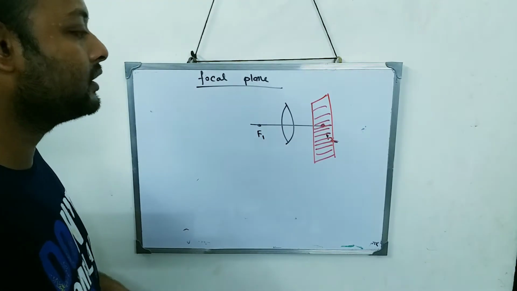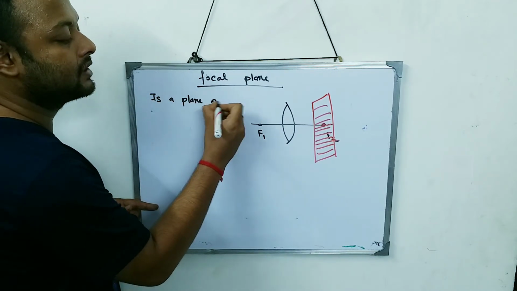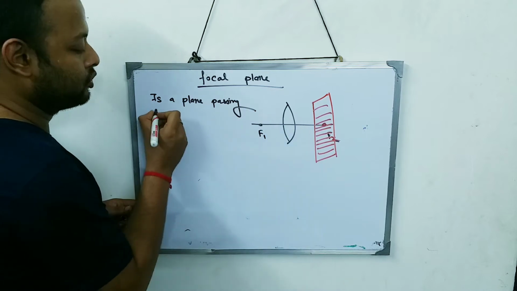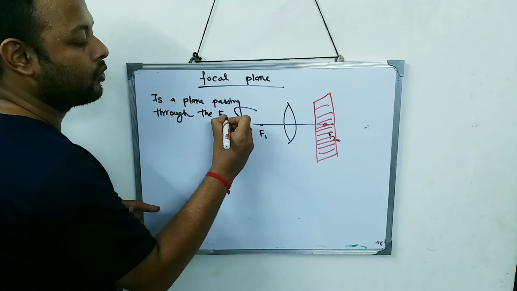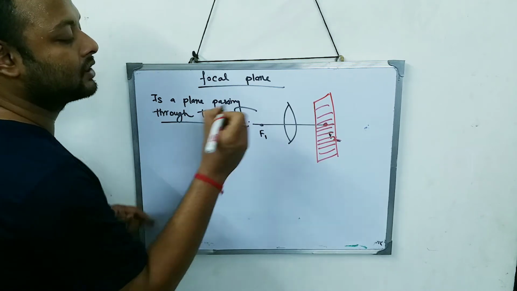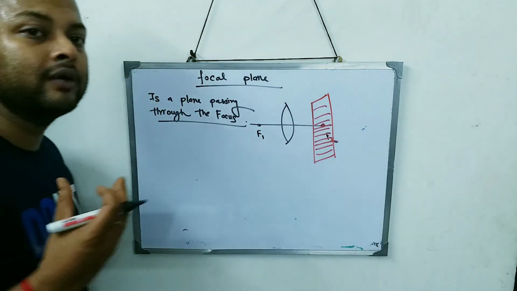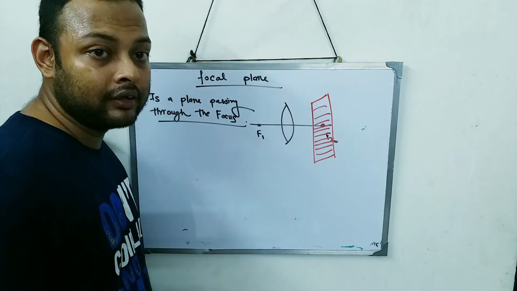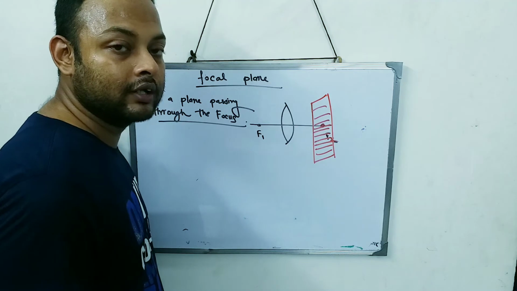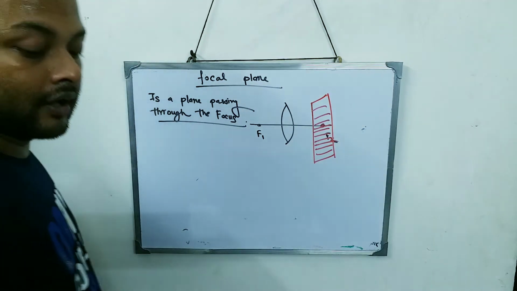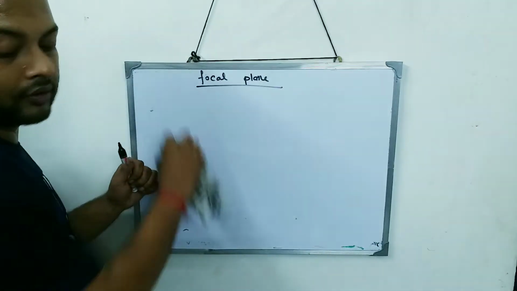So focal plane is a plane passing through the focus. It is a plane that passes through the focus. Understood this definition? Now, what is the importance of focal plane? That might come as a question. Okay, focal plane understood. It's a plane that is passing through the focus. But what is the importance of the focal plane? To understand that, we have to take a few more examples and diagrams to make sure.